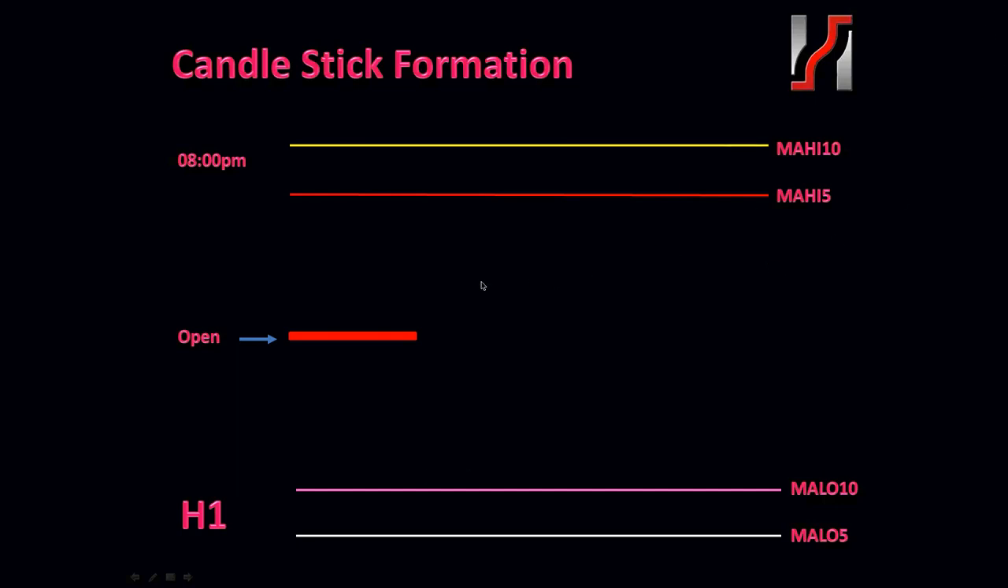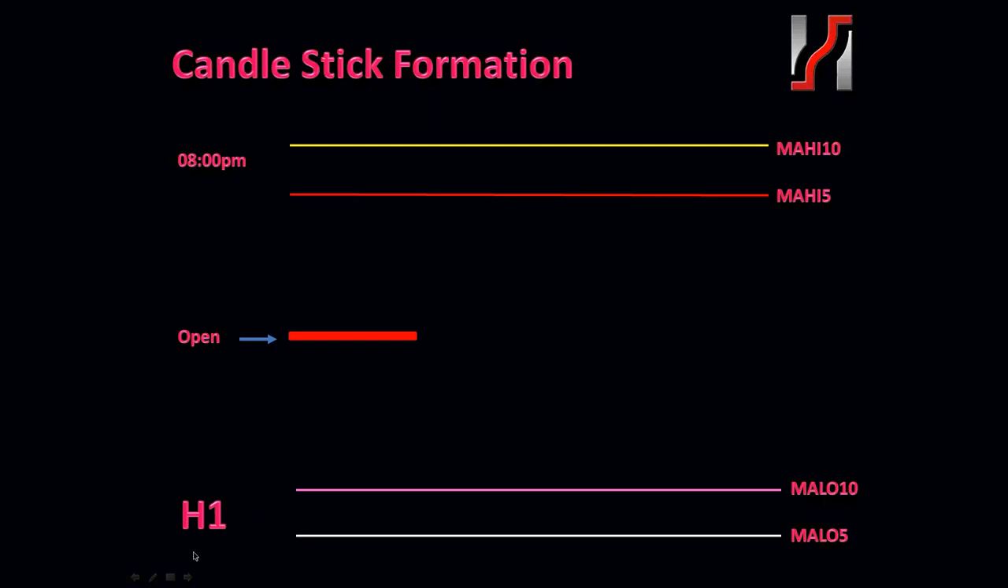So now I add in here some stuff for basically the candlestick formation. I put on 4 moving averages here: Mahi 5, which is moving average high 5; Mahi 10, which is moving average high 10, and obviously the low indicators at the bottom. Mahi 5 and 10 are sell indicators, and Malo 5 and 10 are buy indicators.